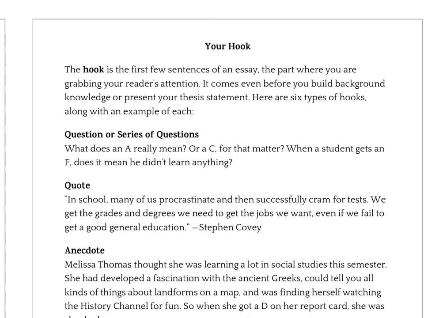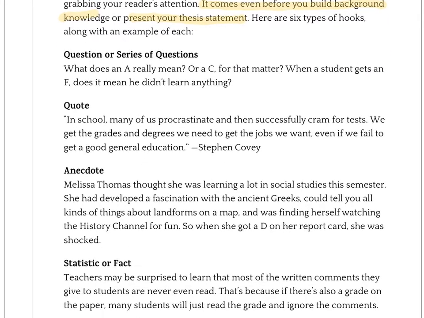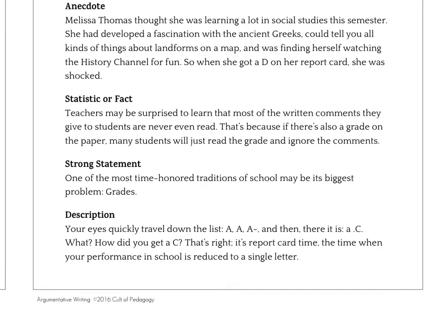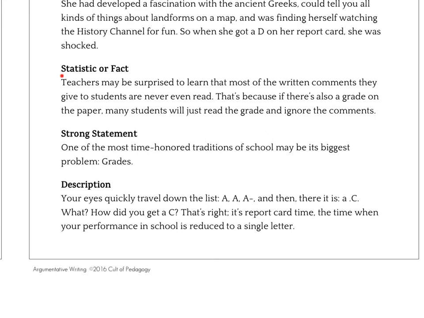So a hook is the advertisement that comes next to get people to read it. You want to increase interest, and it comes even before you build background knowledge or present your thesis statement. There are 6 types of hooks in this one. There's questions or a series of questions. There's quotations by famous people. There's anecdotes. We've talked about what anecdotes are. There's statistics or facts. You would need to source cite them.